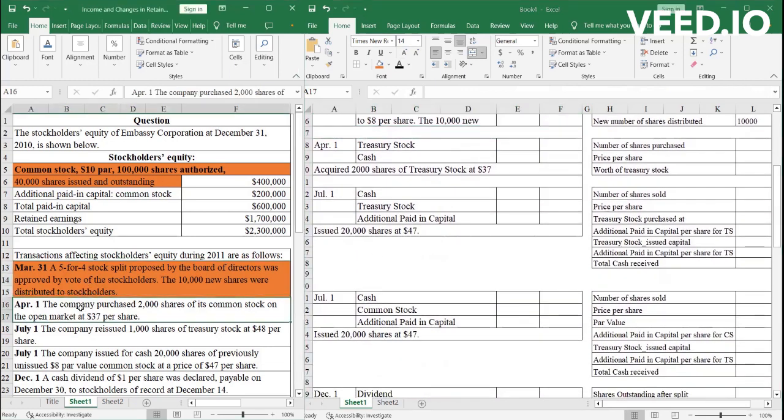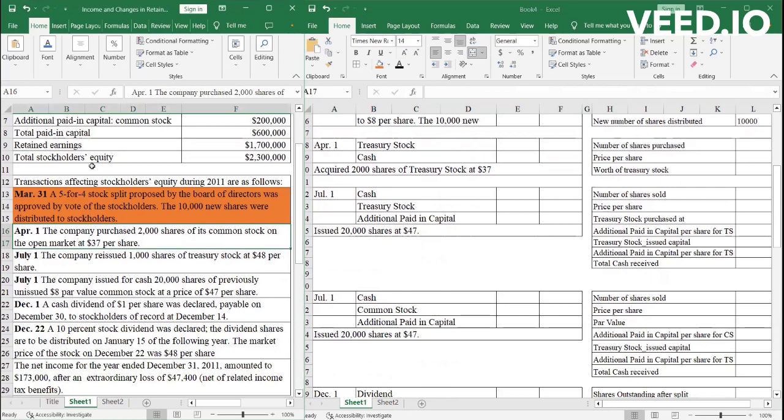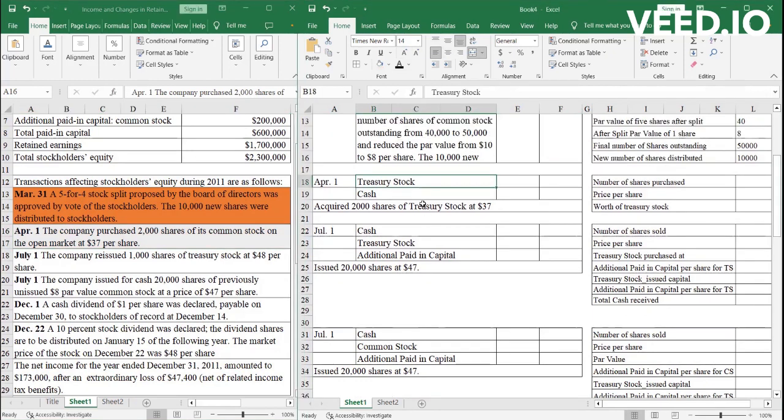On April 1st, the second entry, the company purchased 2,000 shares of its common stock on the open market at 37 per share. Now, when the company repurchases its shares, it's treasury stock. So the entry will be debit treasury stock and credit cash. Cash will be going out and the company will be repurchasing its own equity. When the company repurchases its own shares, equity decreases, so it's a debit entry.